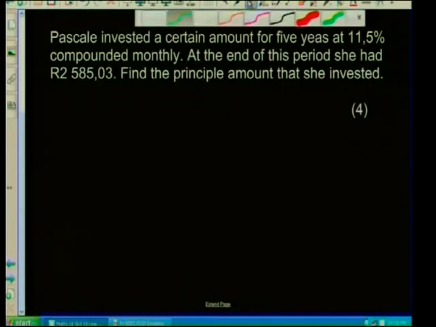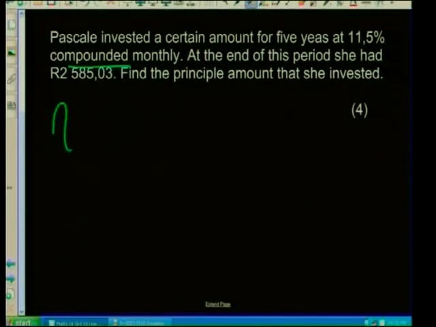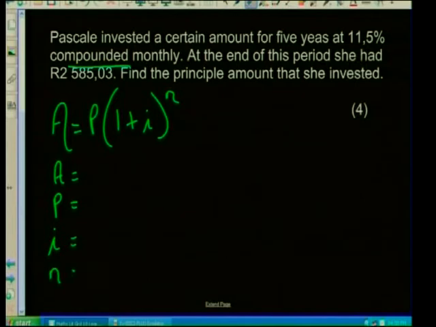Now, this question's got a little twist to it, doesn't it? Because now what they're saying is, we know how much money she had at the end of her 5 years. How much money did she actually put into the bank? So, first thing we do, we write out our formula. Because we're dealing with compound interest, we know our formula is A is equal to P, 1 plus I, all to the power of N. Let's write this down. A equals, P equals, I equals, N equals.